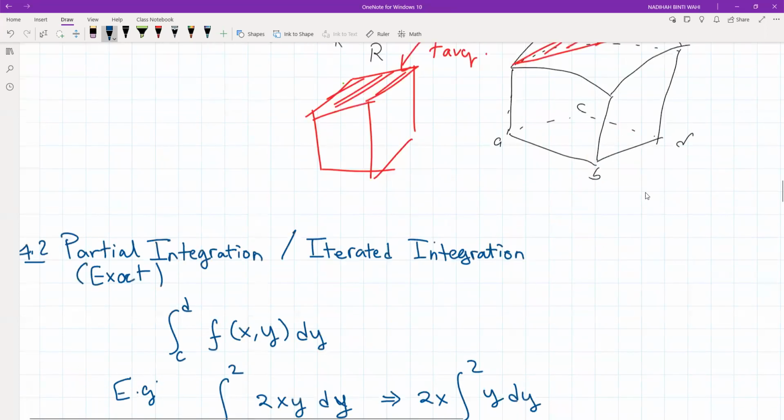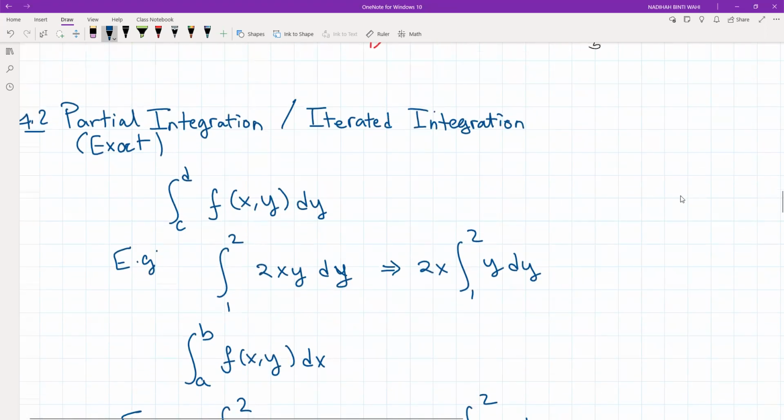Then this is for the f average, and this is for iterated integration. What is iterated integration? You integrate one by one. After you finish one, you integrate the other, keeping the other variable constant, then calculate that. After that, do it again for the other variable. This might also be applied to other dimensions, but in this case we have just 2D.